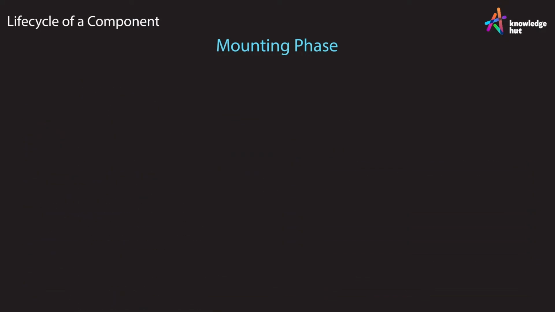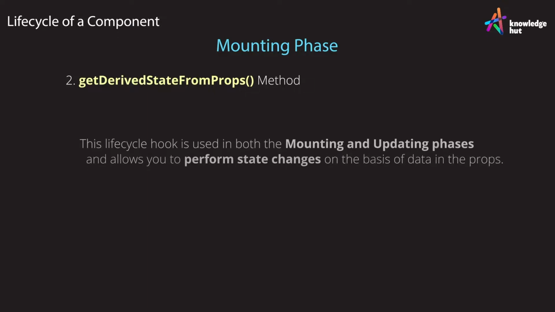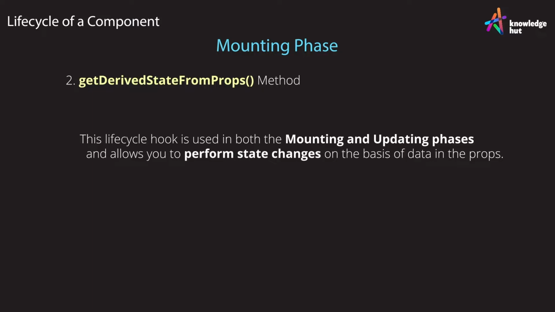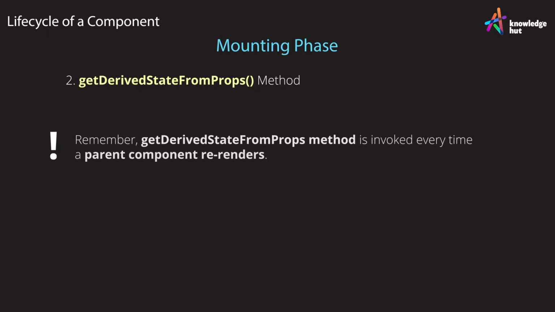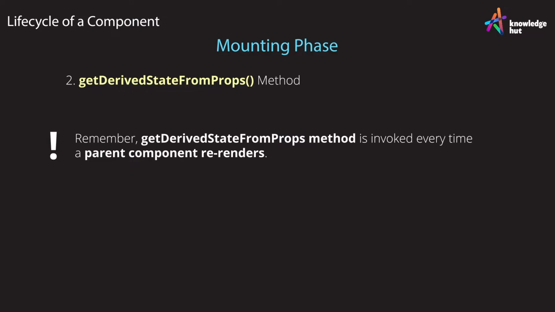The next lifecycle hook that we get in the mounting phase is the getDerivedStateFromProps. This is one of those rare lifecycle methods which are used only in very special cases. This lifecycle hook is used in both the mounting and updating phases and allows you to perform state changes on the basis of data in the props. It is important to note that this method is invoked every time a parent component re-renders. We'll revisit this in the updating phase as well.